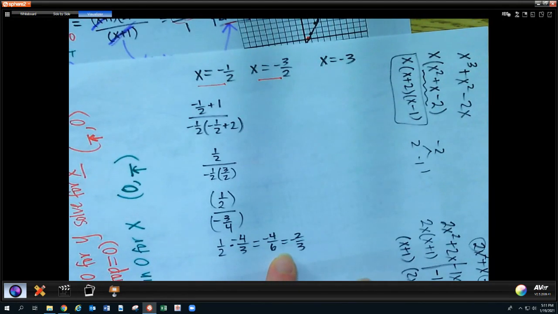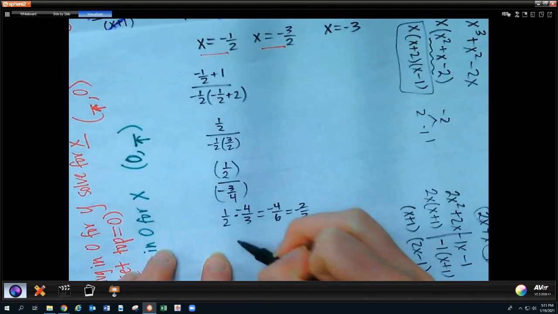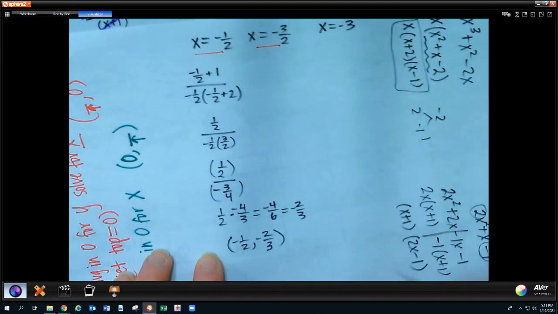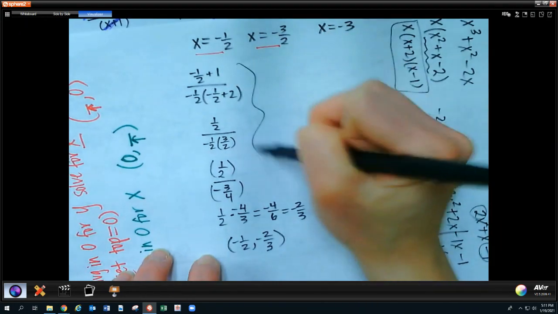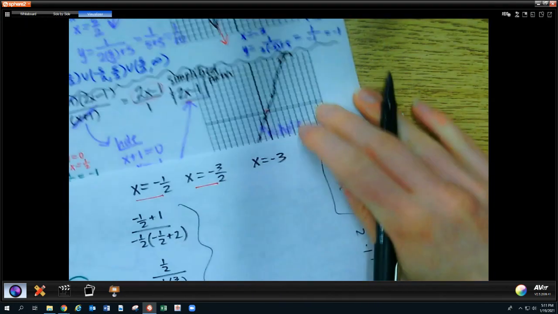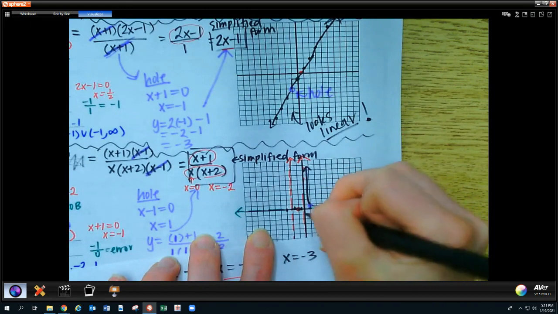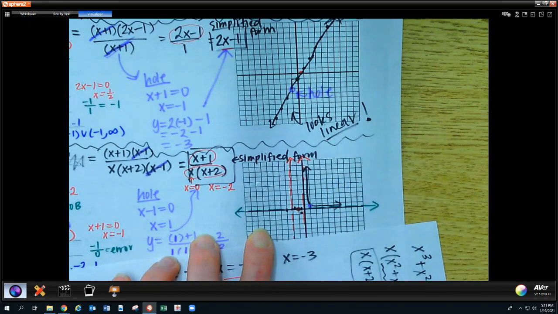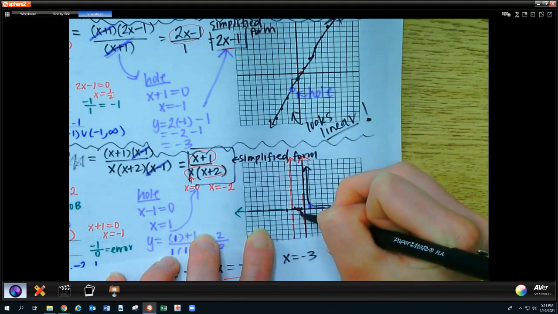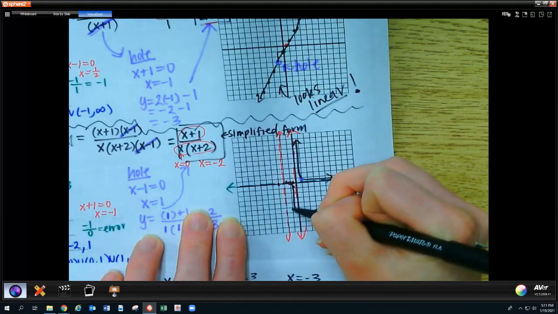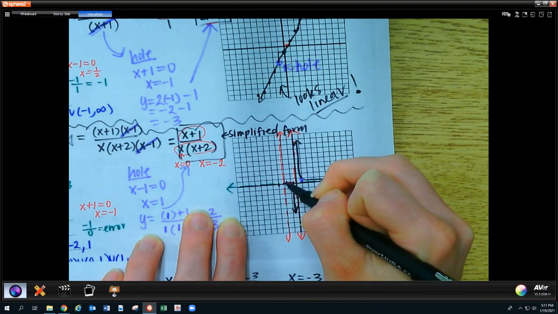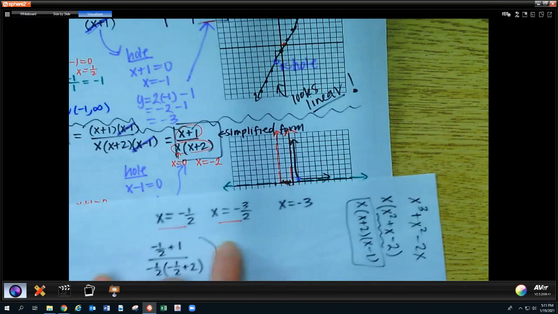And you'll have your calculator too. Sorry, I was off the screen. Okay, so negative 1/2, negative 2/3 is a point on my graph. So that would be like right here. So I know that this function is going down towards this asymptote.